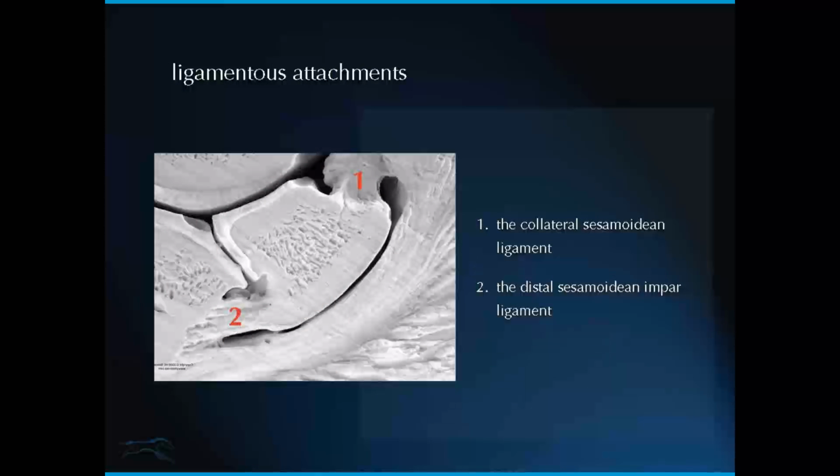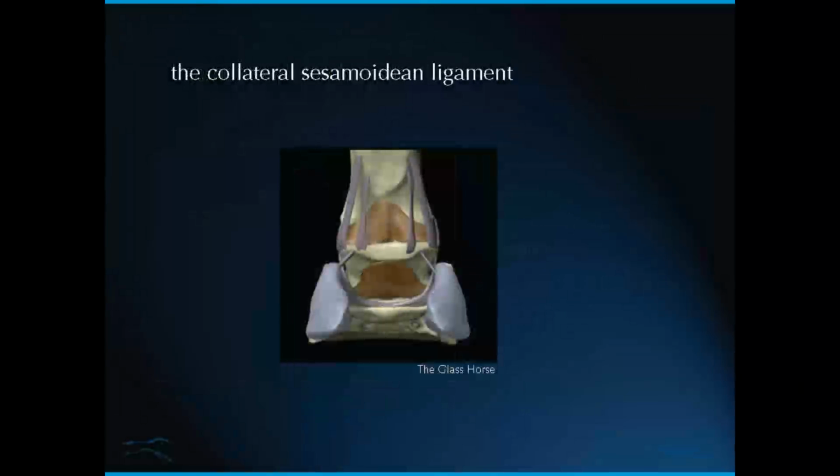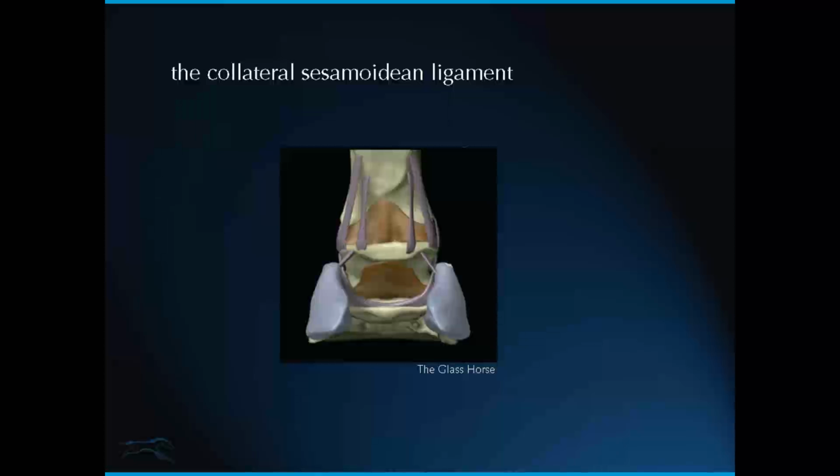We can use the soft tissue attachments to the navicular bone, which are very often implicated in navicular disease. So we can use these two ligaments, the collateral sesamoidean ligament and the impar ligament, to indicate whether or not we've got soft tissue pathology. So this is the collateral sesamoidean ligament. It comes across the whole breadth of the navicular bone and then comes around and glues onto distal P1.